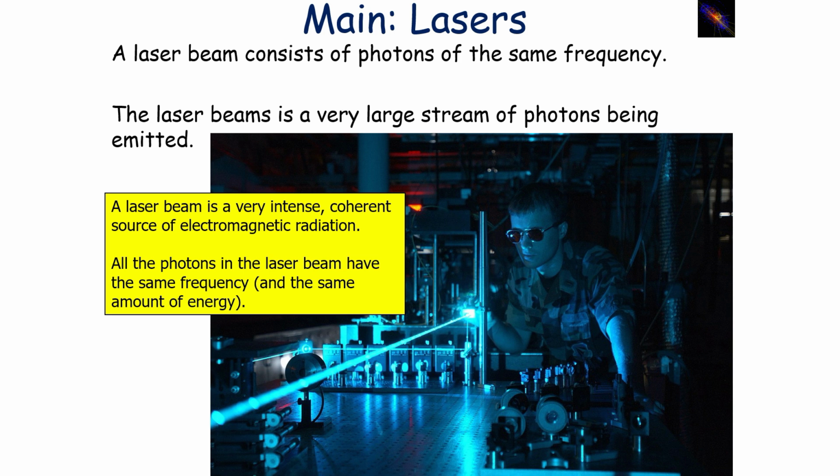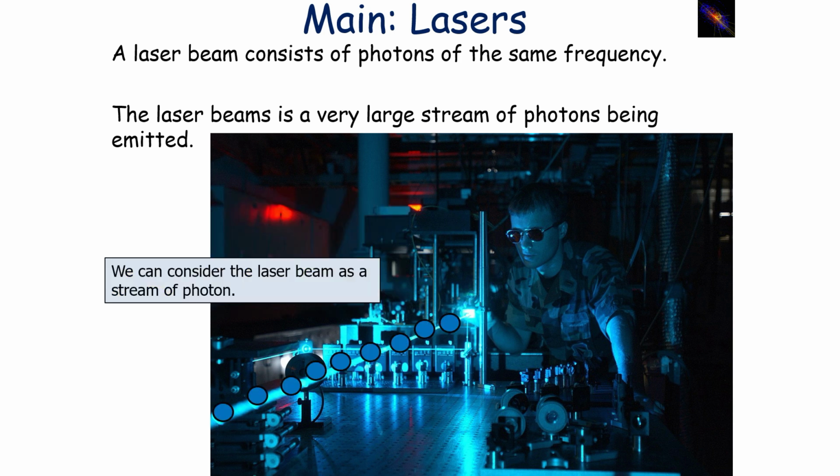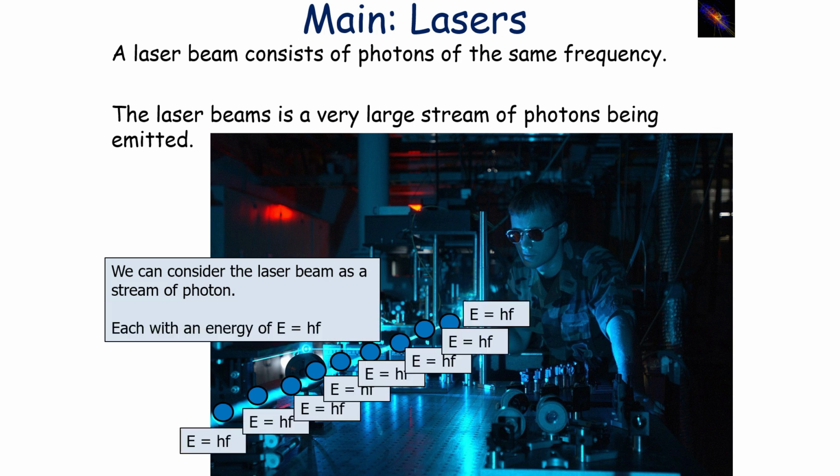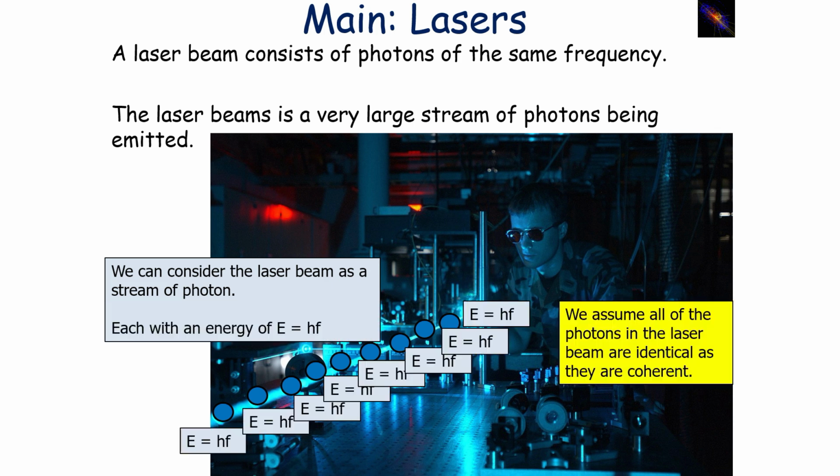Now, a laser beam therefore has photons which have the same frequency, so they'll have the same amount of energy in each photon. So if we consider the laser beam as a stream of photons, each with an energy of E equals hf, we can assume all of our photons in the laser beam are identical because we've got coherency. So therefore we can work out the values of the entire laser beam.